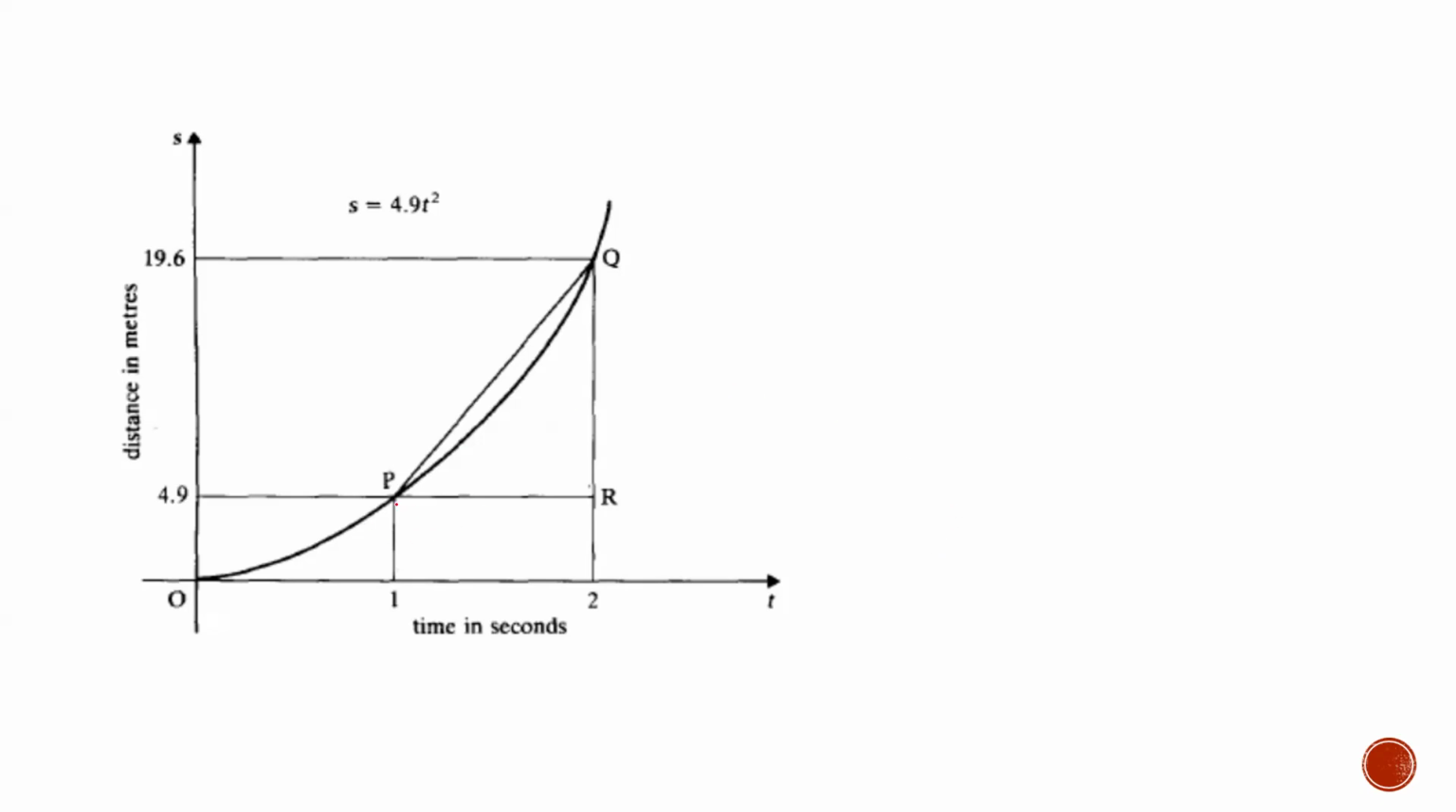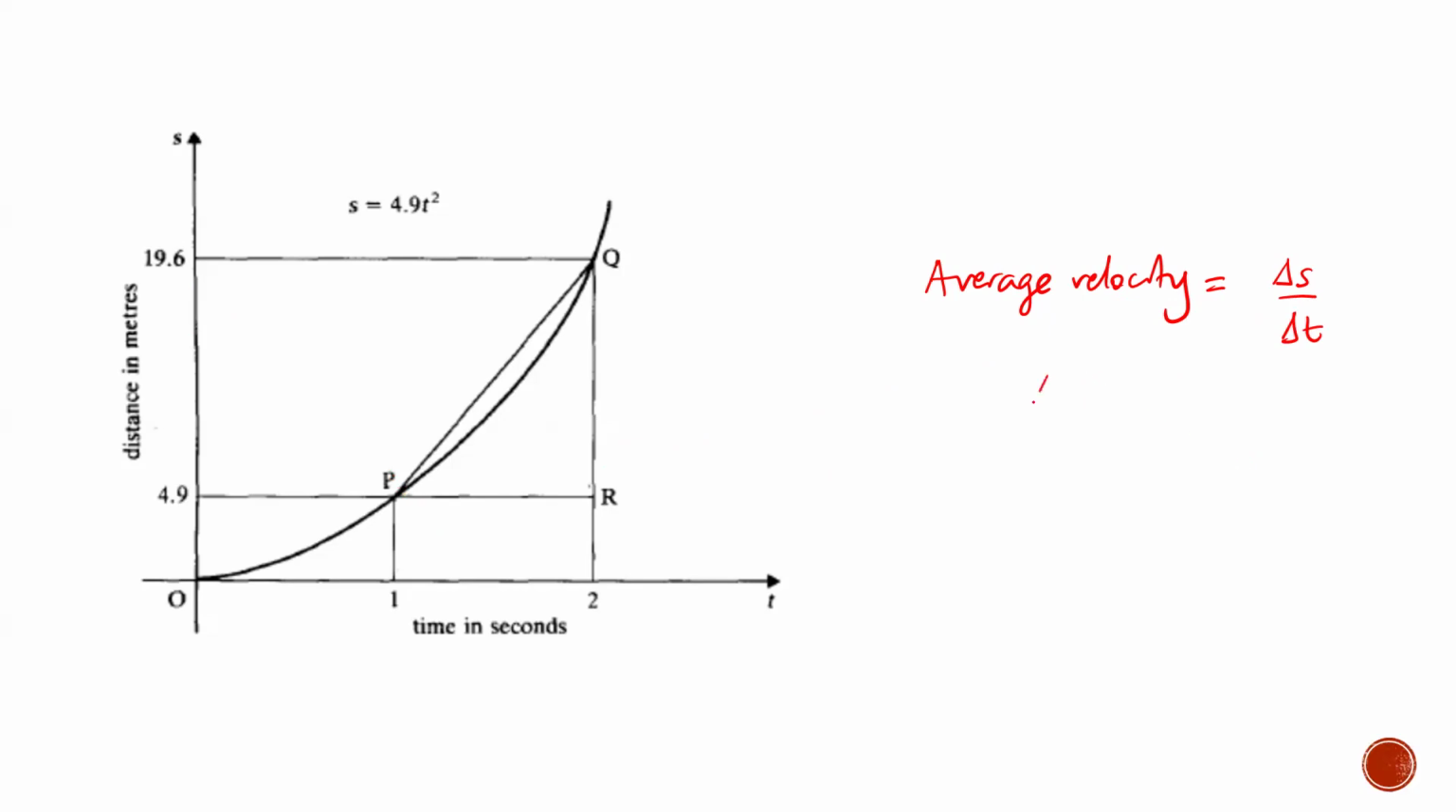On the graph we have, S is equal to 4.9t squared, where S is the displacement and t is the time in seconds. From P to Q, the average velocity would be the distance moved from P to Q, from 4.9 to 9.6 meters, delta S, the change in displacement, divided by the change in time, delta T. So delta S out of delta T.